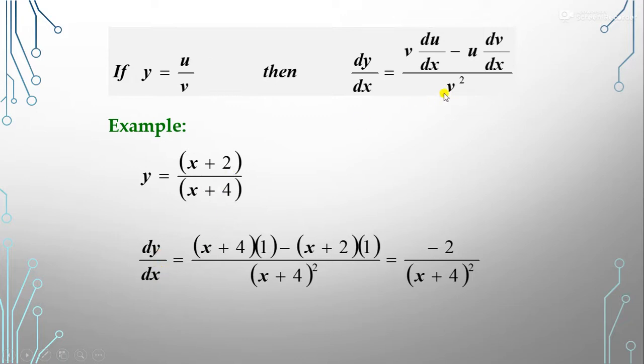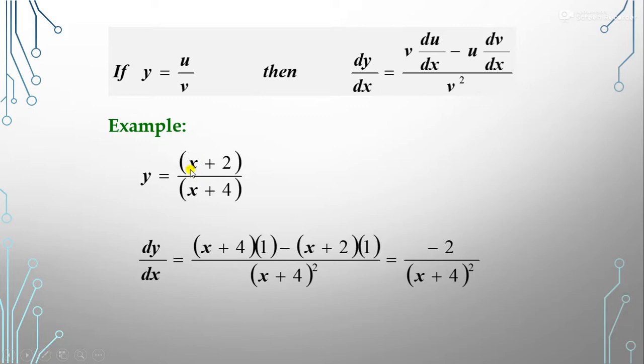So what was the formula? In the denominator you have to put the square of the denominator, so x plus 4 whole square. Now in the numerator, first you have to put the denominator as it is, so we put here x plus 4 as it is. Now the derivative of the numerator. So what is the derivative of the numerator? Because this is a linear function, the derivative is the coefficient of x, which is here 1.